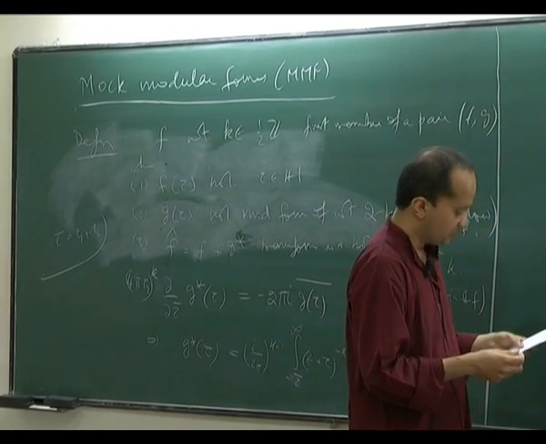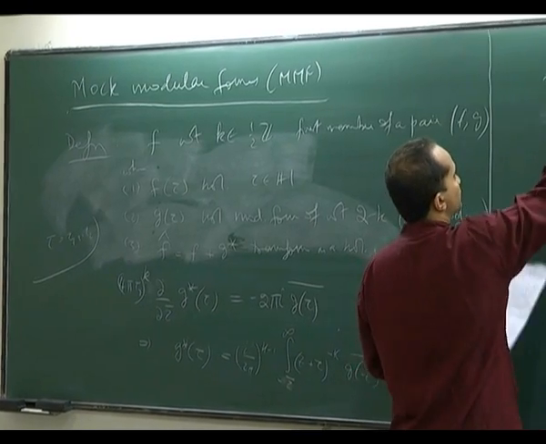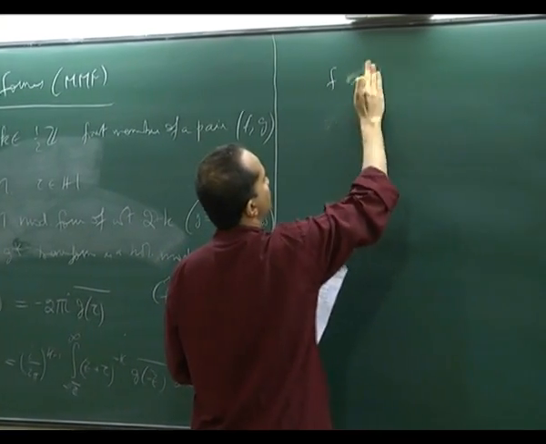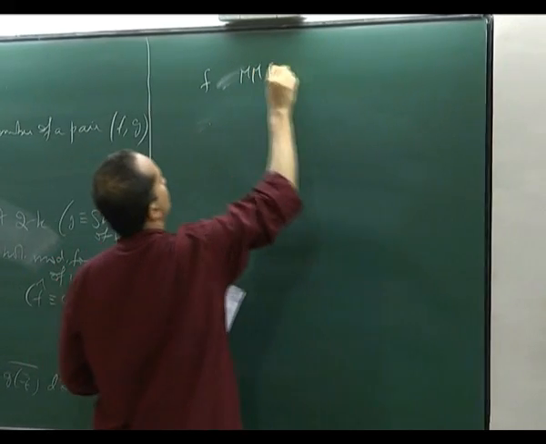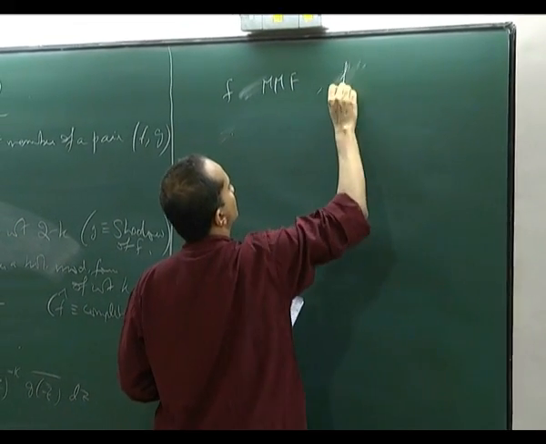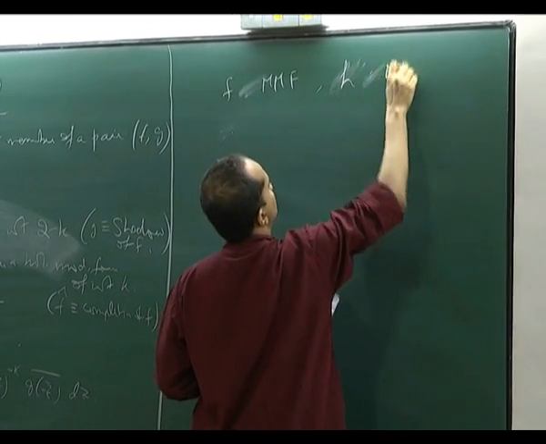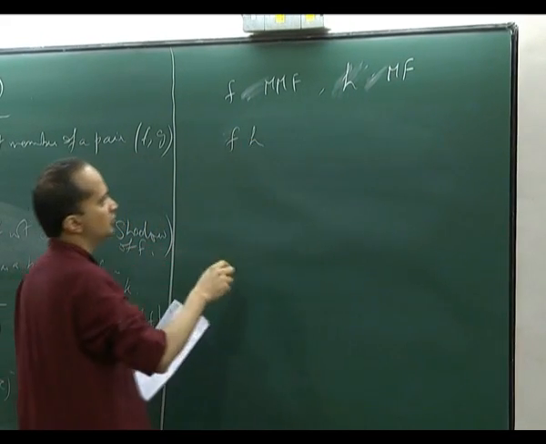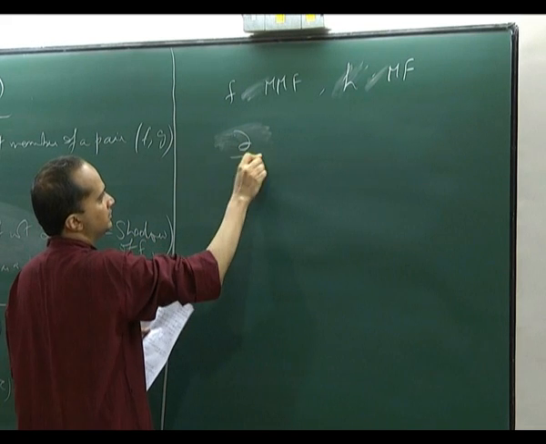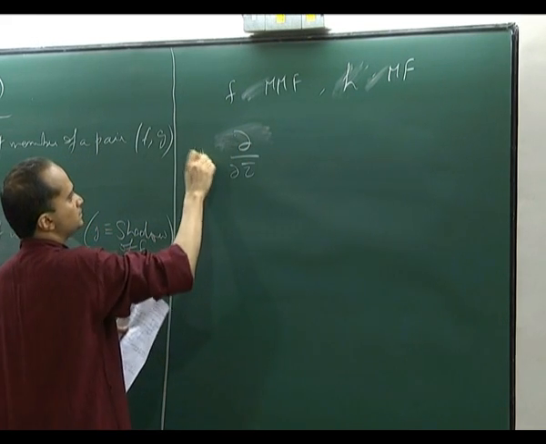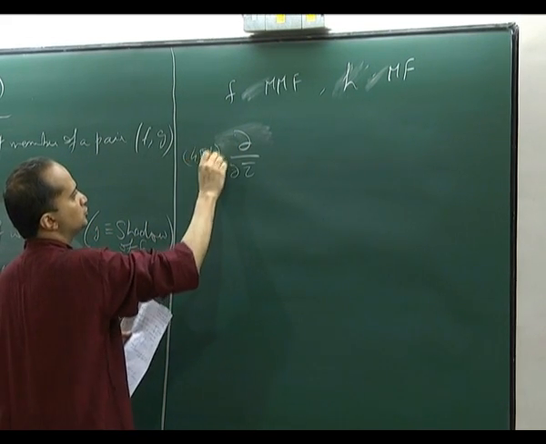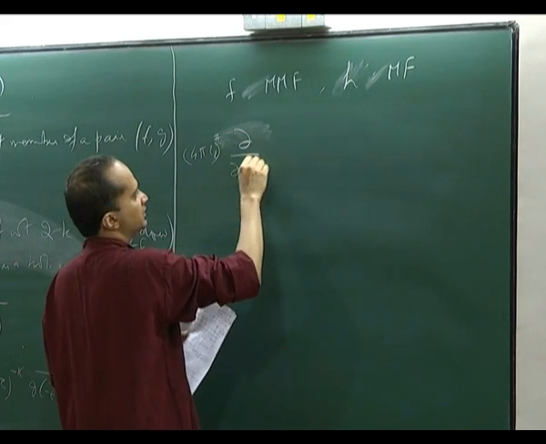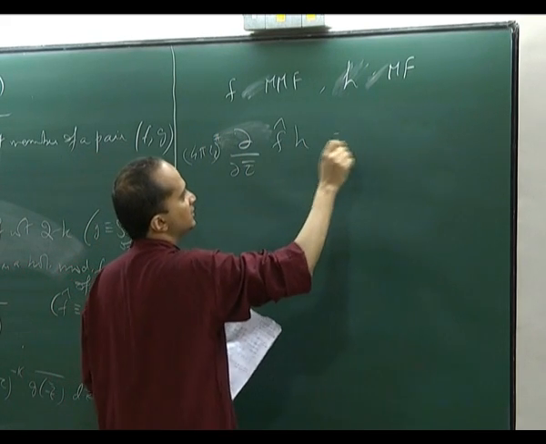Okay, so one comment. Suppose F is a mock-modular form, and some function H is a modular form, then F times H also obeys nice properties, namely tau 2 to some power here times d/d tau bar of F hat times H is equal to H times the same expression.